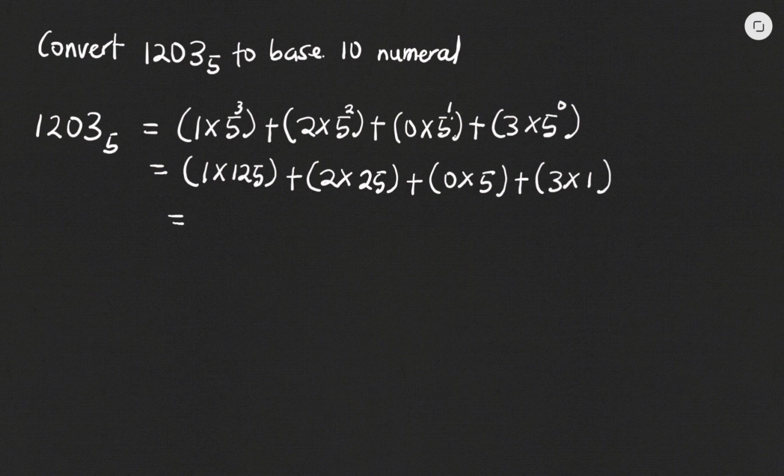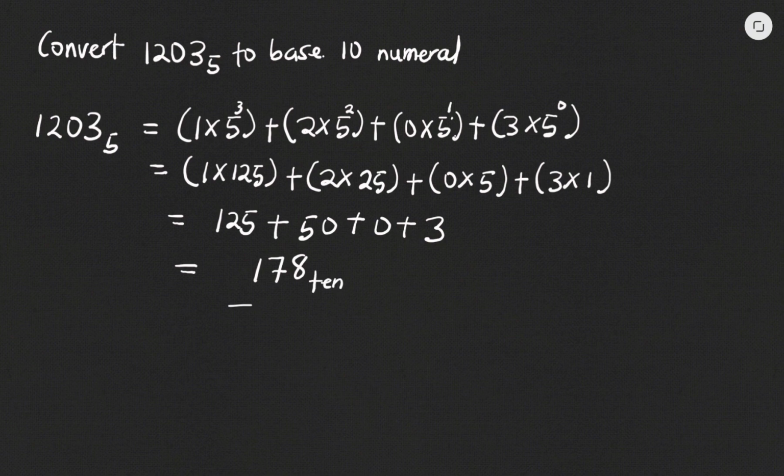I have over here 1 multiplied by 125 gives 125, plus 2 multiplied by 25 gives 50, 0 multiplied by 5 gives 0, and then 3 multiplied by 1 gives 3. If I add all this, I will get 178 base 10 as my answer. All right, let's have a look at another example.